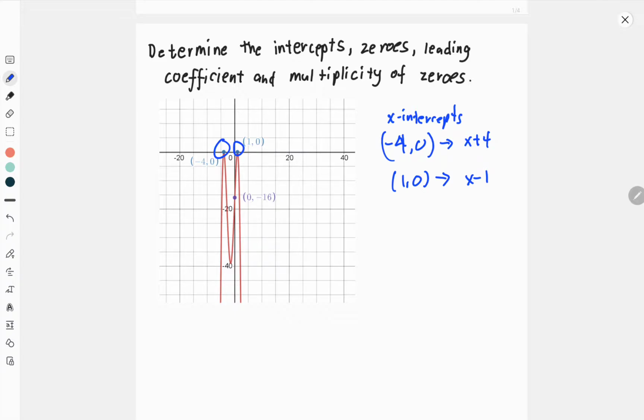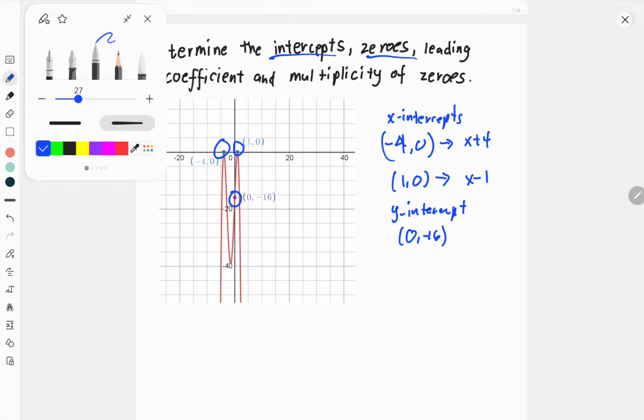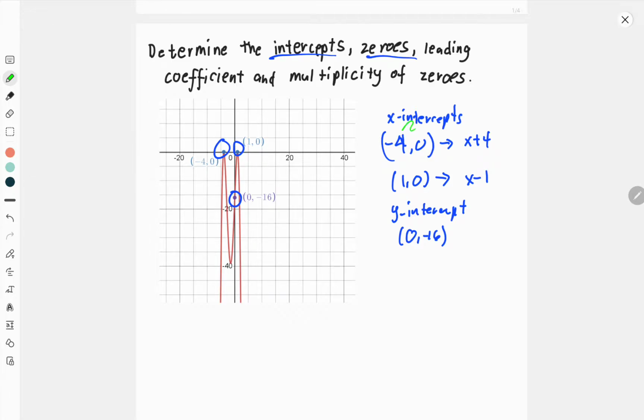So, then we go with our y-intercept. Okay. The y-intercept is here. I believe that should be 0, negative 16. Okay. Now, I think we're good with the intercepts. We got our zeros. Our zeros are here as well. So, our zeros would be negative 4. Let me just use another color of pen so that we will have an emphasis on that. So, negative 4 and 1 are our zeros.